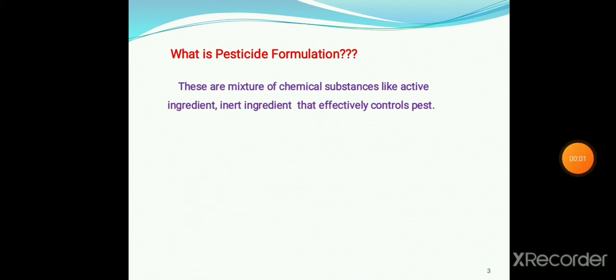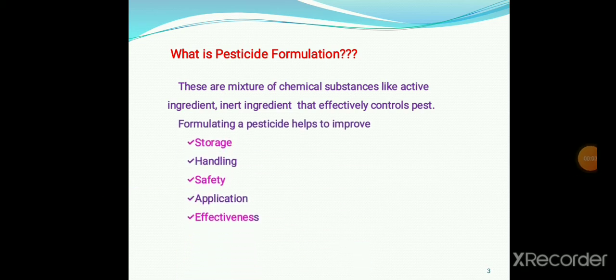Why is there a need for pesticide formulation? Because formulating a pesticide helps to improve storage of the pesticide, safe handling of the pesticide, its application part, that is how to apply it, and the effectiveness of the pesticide. These are the importance of formulating a pesticide.